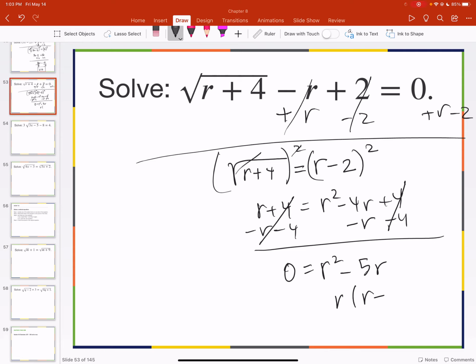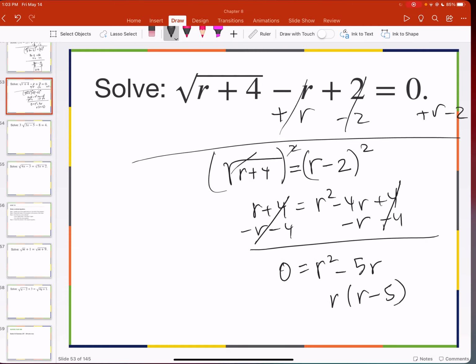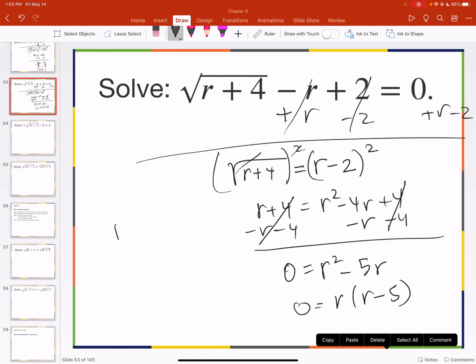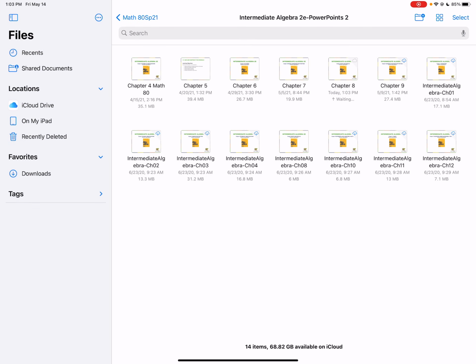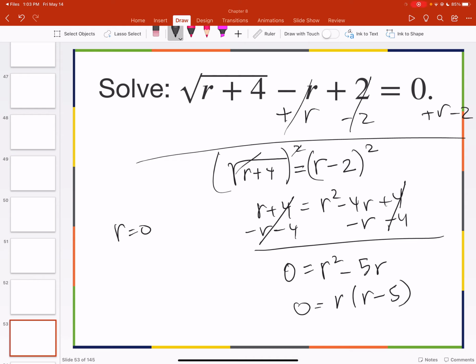Factor: r times r minus 5. Your two answers are r equals 0 and r is equal to 5.